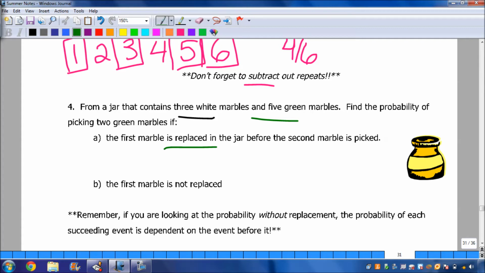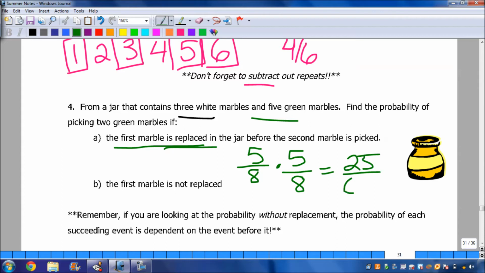So the probability of the first marble being green is 5 out of a total of 8. Now, the first marble is replaced. So after it's replaced, no matter what it was, there's still going to be 5 green marbles out of 8 total marbles. So the next part is also going to be 5/8. So my answer is 25/64.